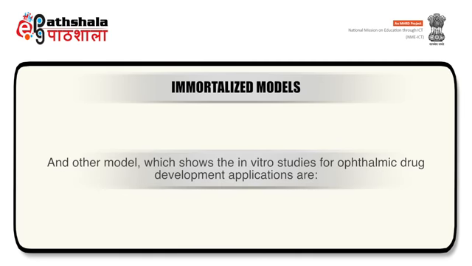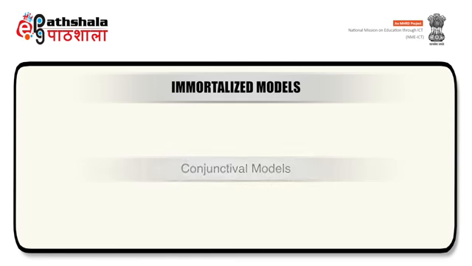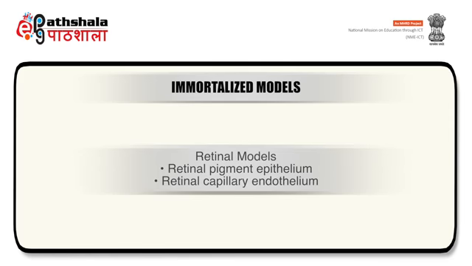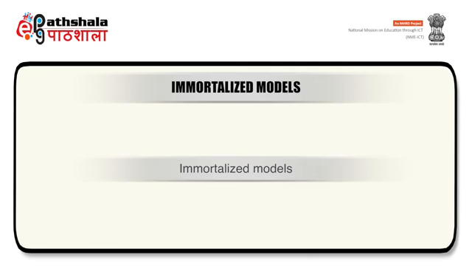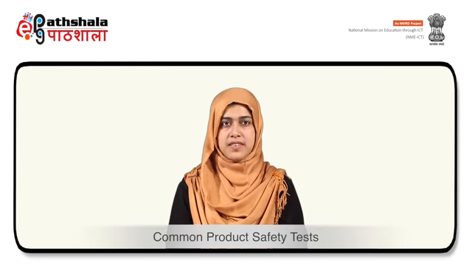Other models which show in vitro study for ophthalmic drug development applications are conjunctival models and retinal models. In the retina, there are two parts, retinal pigment epithelium and retinal capillary endothelium. Next model is the immortalized model and the other one is the ocular disease model and the last one is the 3D in vitro model of the eye. Now in the last we are talking about the safety tests.